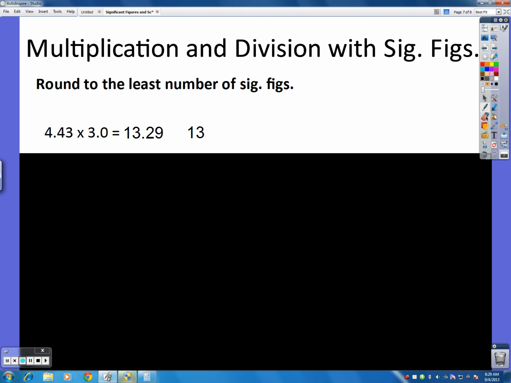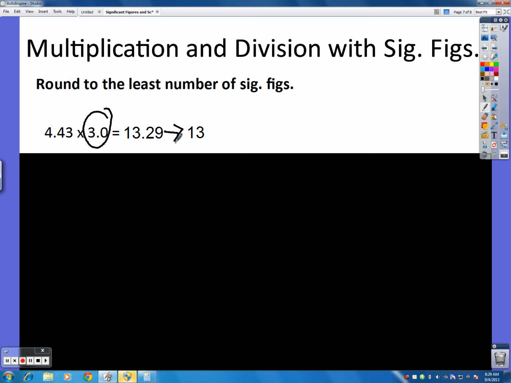3.0, if you go back to our rule, we're rounding to the least number of significant figures, not decimal points in this case. So the least number of significant figures is the 3.0. That has two significant figures. There's a decimal point present. Therefore, the 0 is significant. And so we're going to round 13.29 just to 13, and that would be your answer.